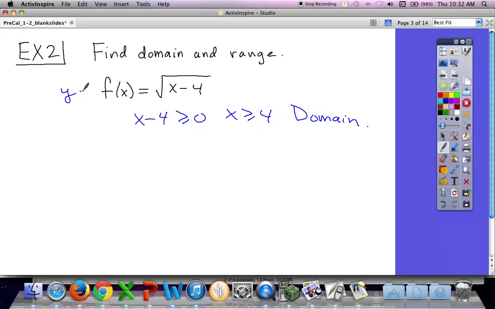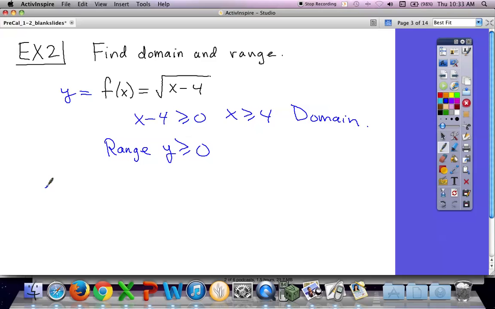So what is the range of that function? What y values could you have? Y has to be greater than or equal to 0. Right? The only thing that can come out of this are positive numbers or 0. So the range is y greater than or equal to 0.